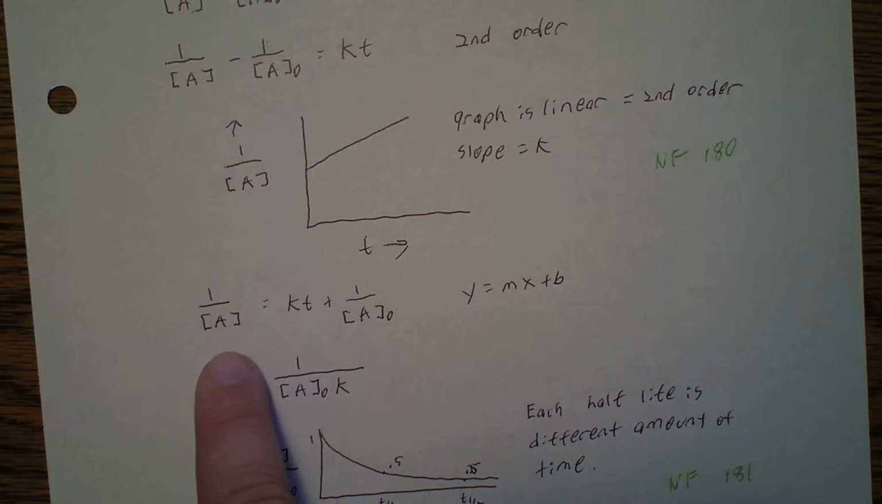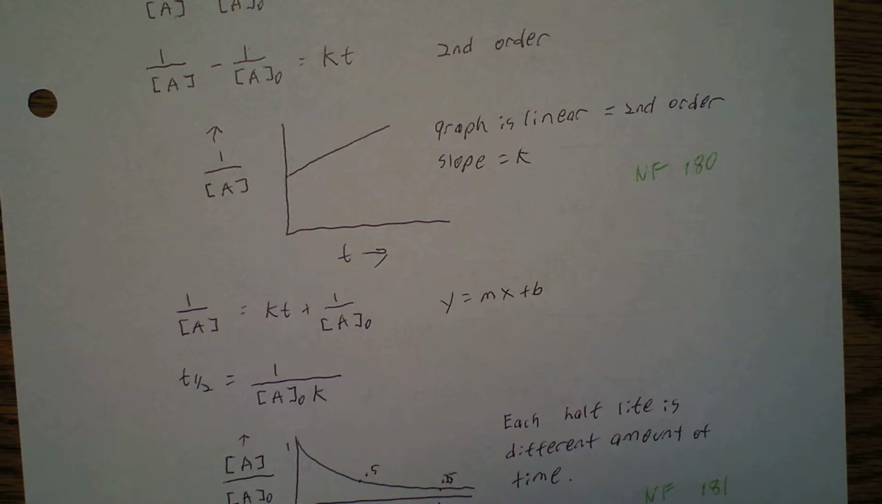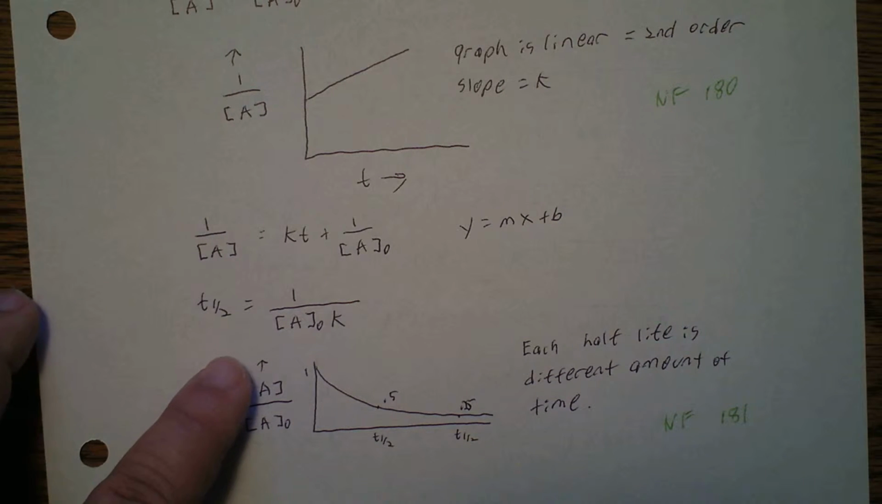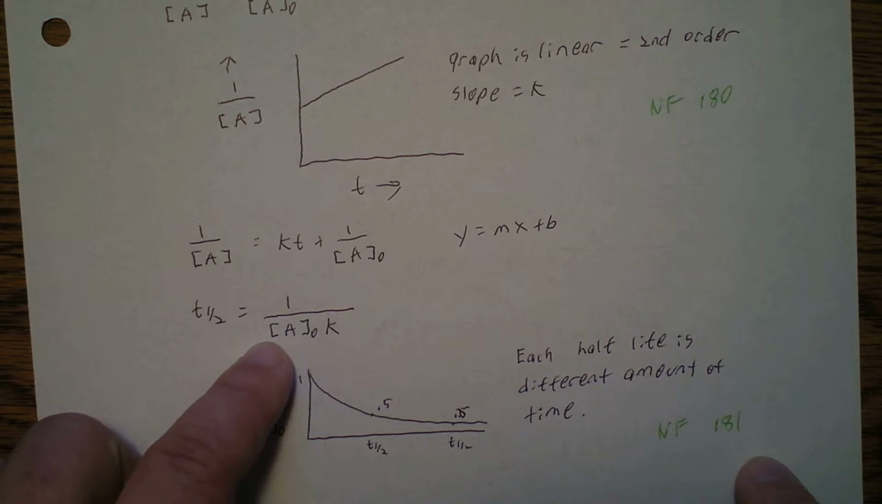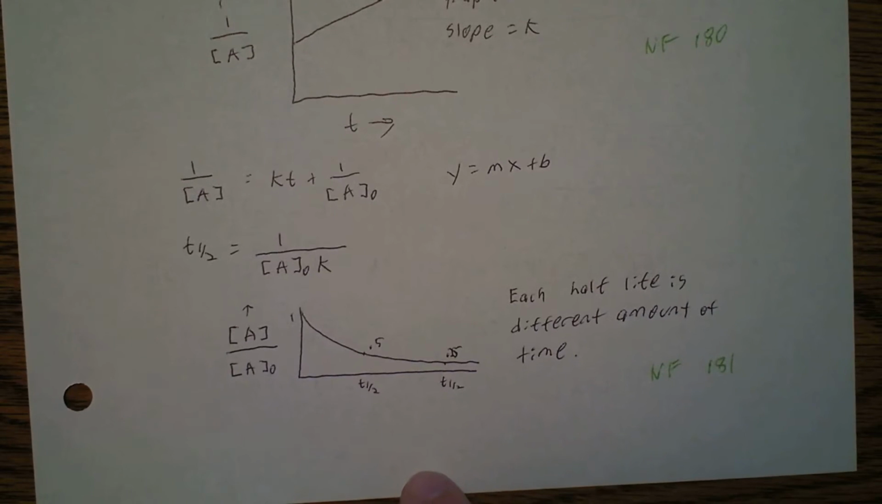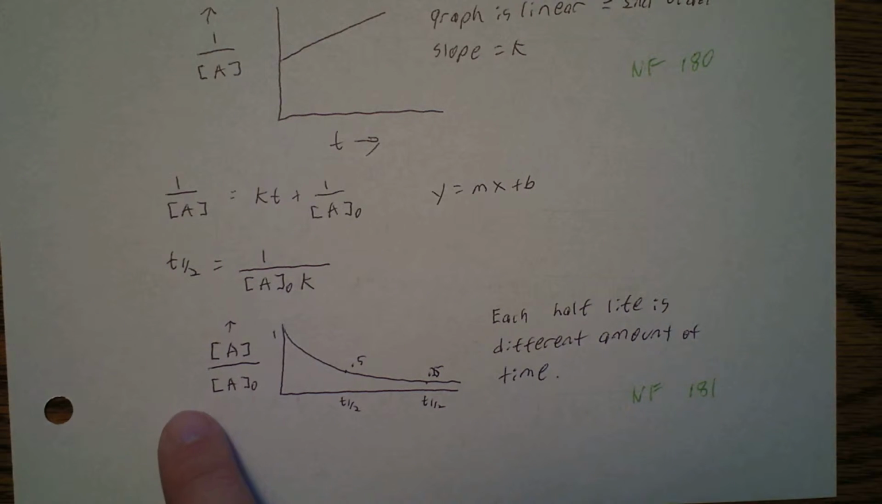So we have 1 over the concentration of A is equal to Kt plus 1 over the initial concentration of A. So that's a line of just y equals mx plus b format. So we get t 1/2 is equal to 1 over A naught K. So your half-life is dependent on the initial concentration. With a first order reaction, remember, each half-life was the same. So here's a graph of the concentration of A divided by the initial concentration of A with half-lives. Each half-life is going to be a different amount of time because it depends on where you're starting out.